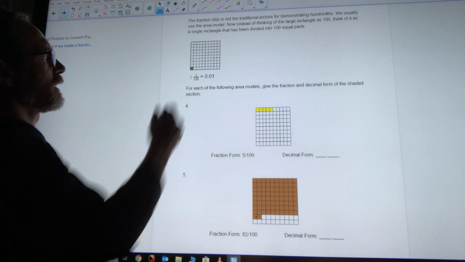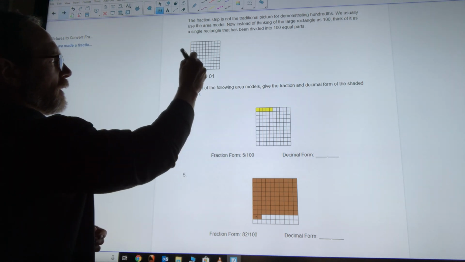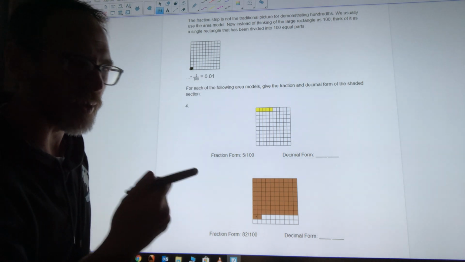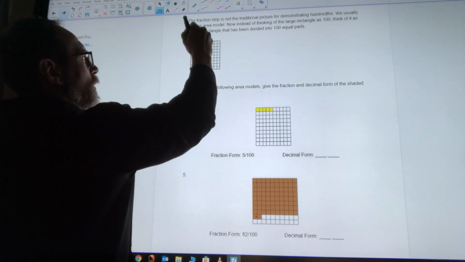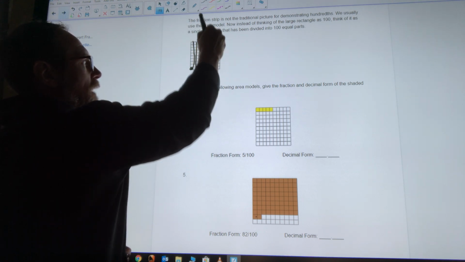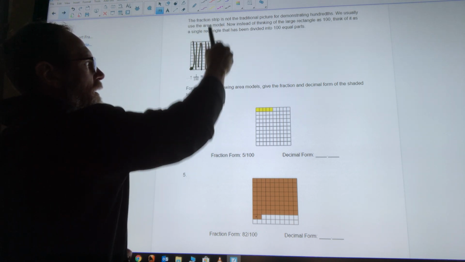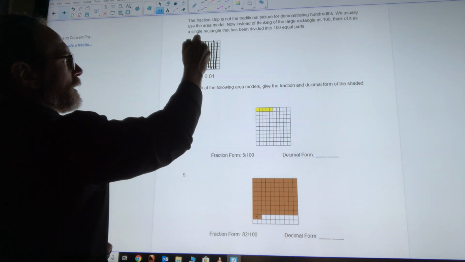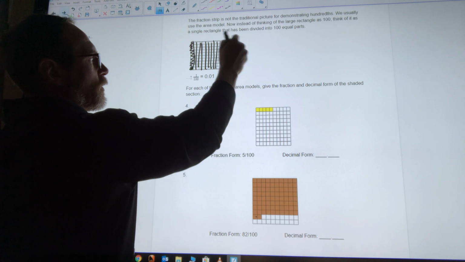You might notice that when I do one of them, that's 1/100th or 0.01. If I was doing tenths, I would only do these, right? 1, 2, 3, 4, 5, 6, 7, 8, 9, and there's the 10th one there. So if I wanted to do a whole one of these, that would be 0.1.